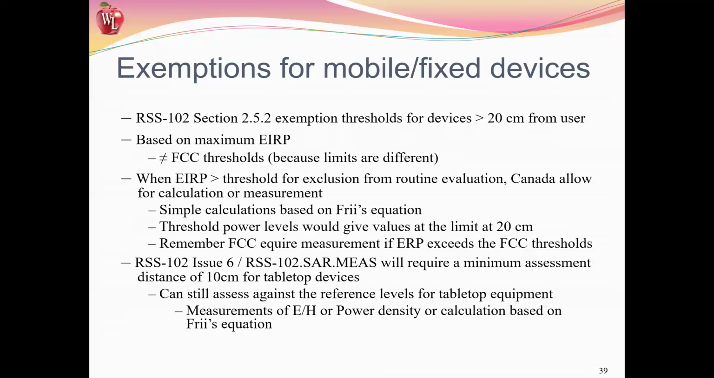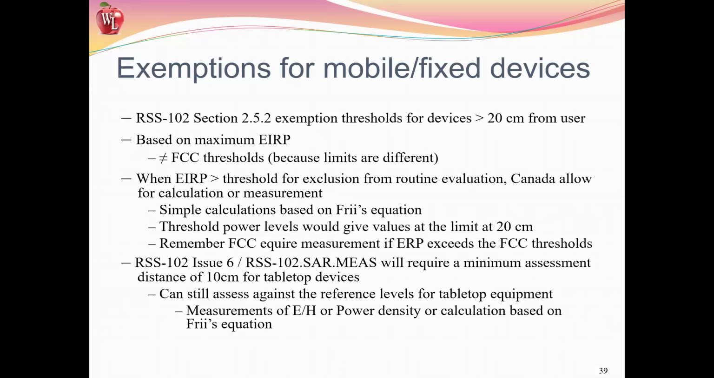Mobile and fixed devices have an exemption threshold of greater than 20 centimeters from the users. Of course, it's again based on power. For the EIRP threshold for exclusion from routine evaluation, you can do calculations or measurements. You can use simple calculations based on the Friis formula. Threshold power levels give values at the limit of 20 centimeters. A lot of times, if the ERP exceeds the FCC threshold, the FCC requires measurements.